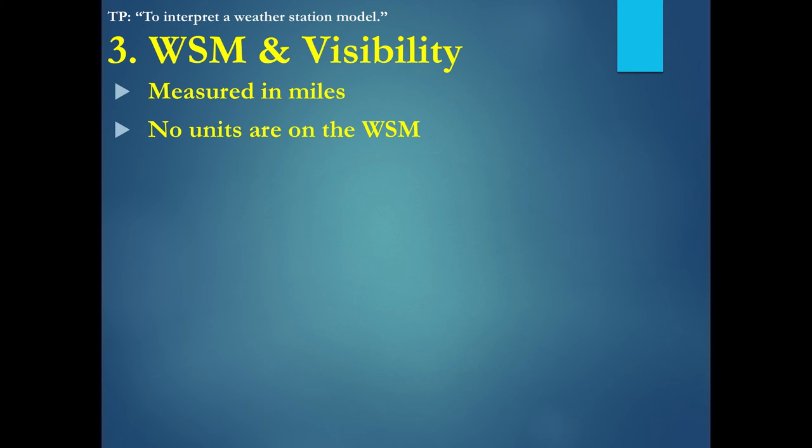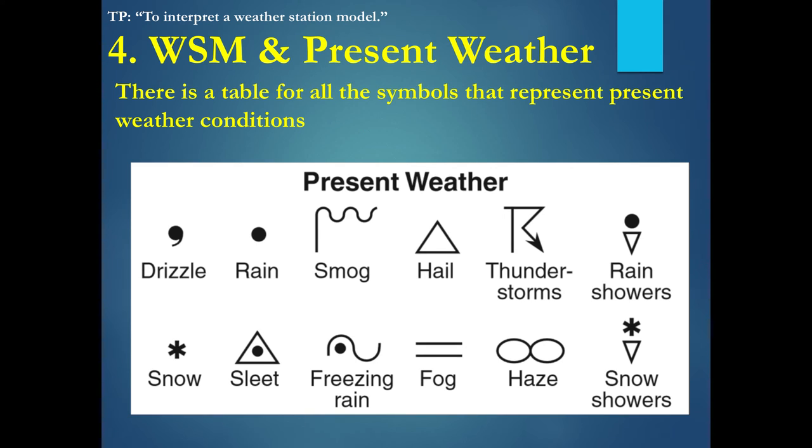3. WSM and visibility. This is measured in miles, and there are no units on the weather station model. 4. WSM and present weather. There is a table for all the symbols that represent present weather conditions. This table is found on page 13 of the reference table, right next to the weather station model. And there's a whole bunch of symbols for all types of weather conditions that we can use.